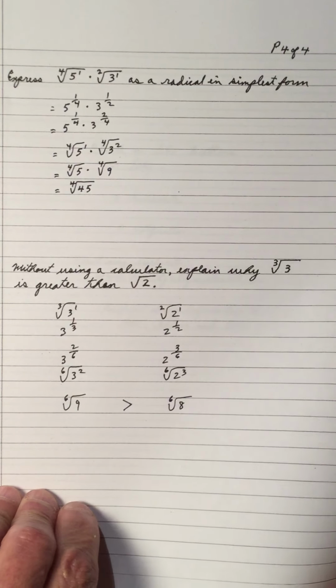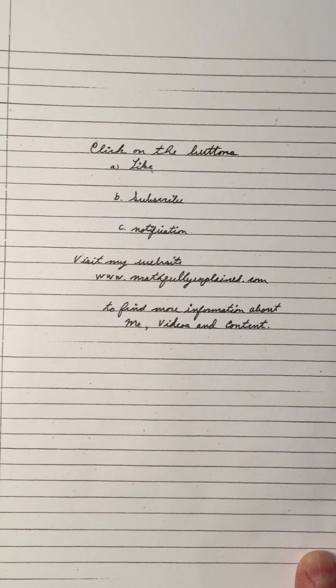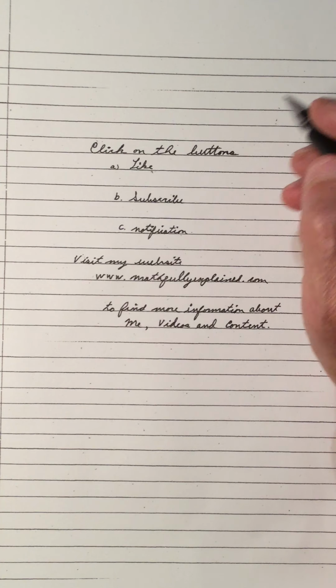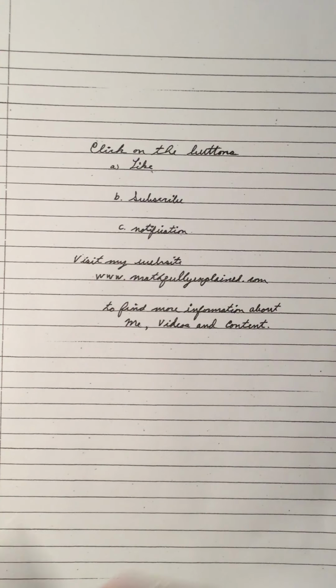That is how we explain it without using a calculator, converting to a decimal. So that's simplifying and evaluating exponentials using the rules. When you multiply like bases, you add. When you divide like bases in exponentials, you subtract. And the power of a power.